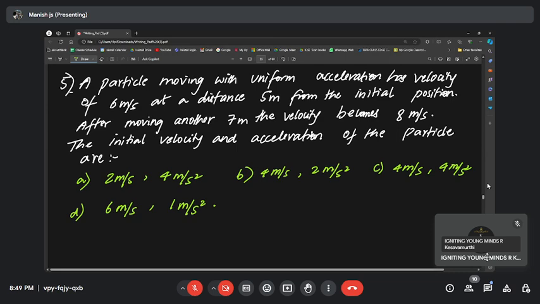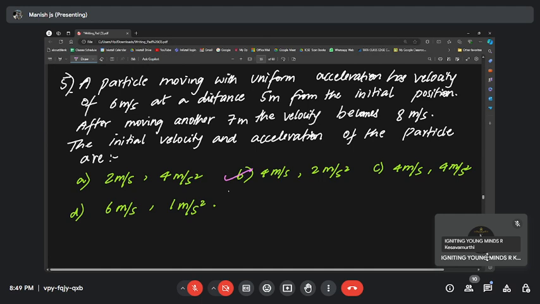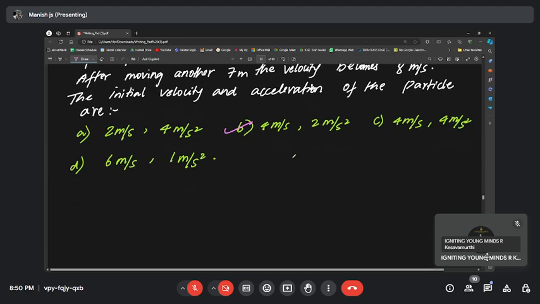Option B, sir. Option B, okay. 4 meters per second and 2 meters per second square, right? Yeah, that's right. You're absolutely right. Good job. So the answer is option B. Let us see now how it is B. I hope some of you have tried and got the answers. Very good. So we'll see how this particular question needs to be solved.